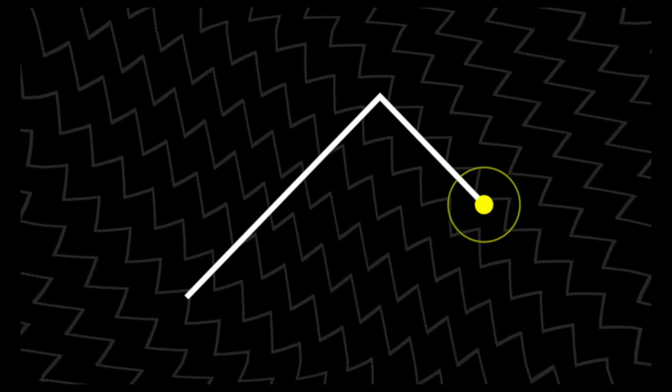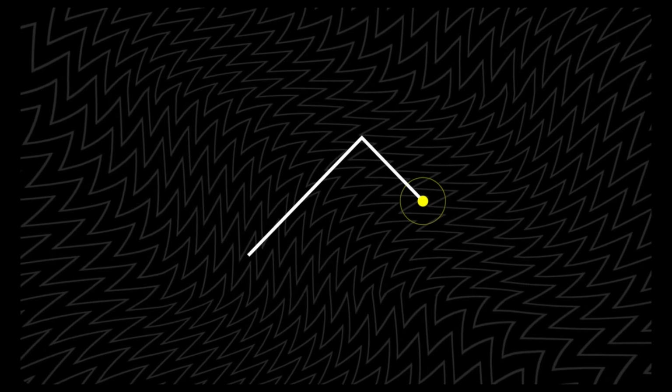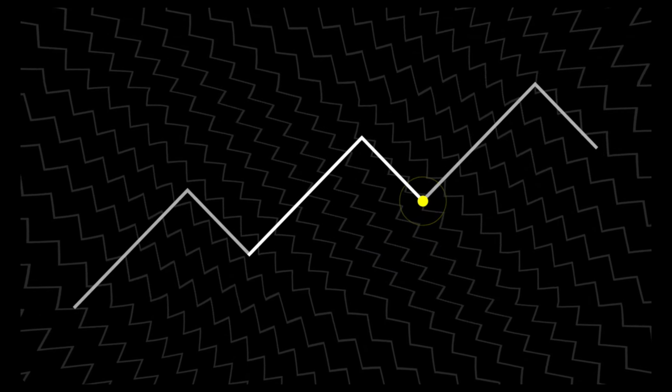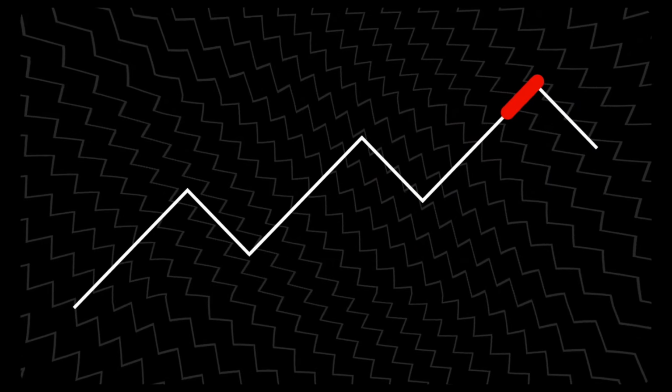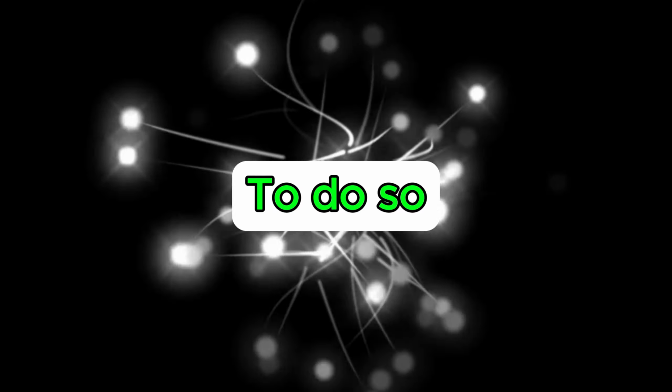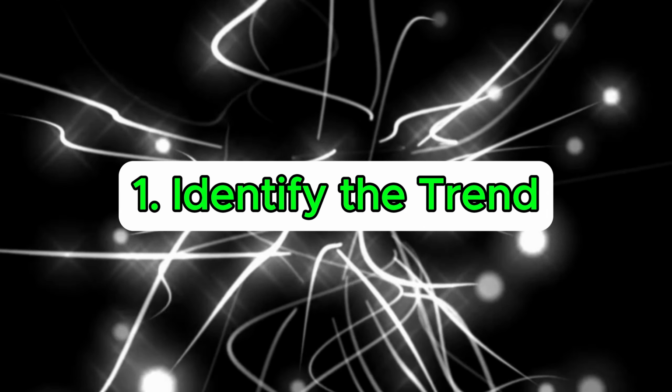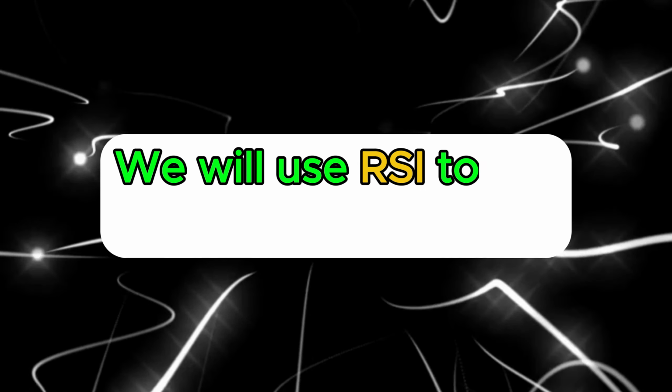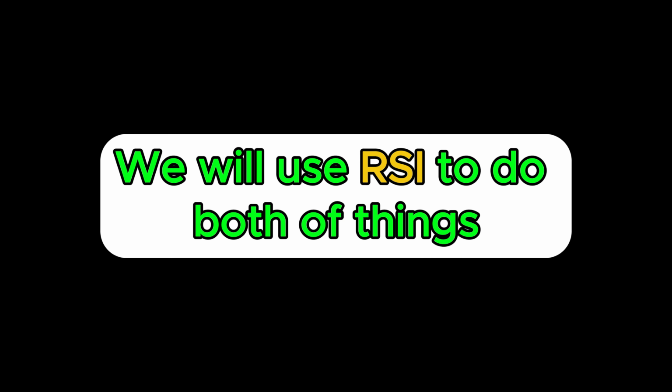For trend traders, the ideal time for entry is at the end of a corrective move. When you enter at this price point, you can capture the next impulsive move. Therefore, we will try to find entry near this area as well. To do so, we need to do two things. Number 1, identify the trend. Number 2, identify the entry. We will use the RSI to do both of these things.